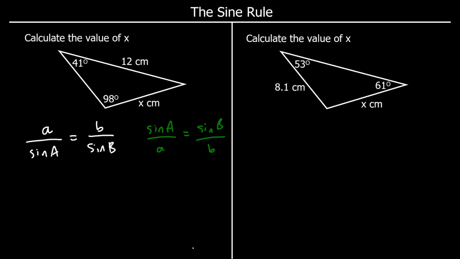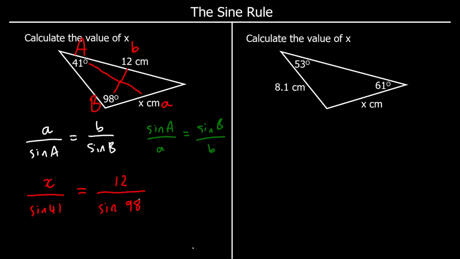It just makes it easier to rearrange if what you're trying to find is on top. So we know we can use the sine rule because we've got opposites. So if this 41 is big A, opposite it is little a. If the 98 is big B, opposite it will be little b. So we've got one unknown in our opposites. That means we can use the sine rule. So we'll have x over sine 41 equals 12 over sine 98.